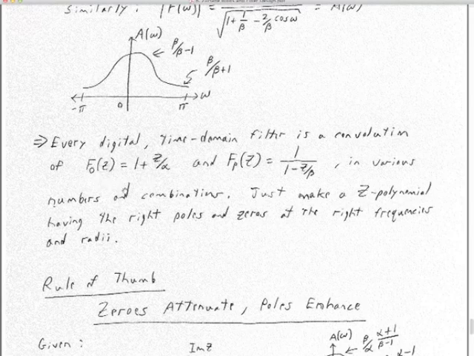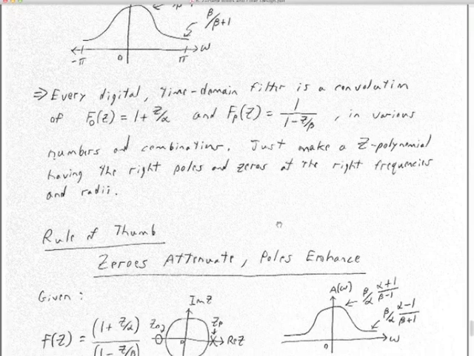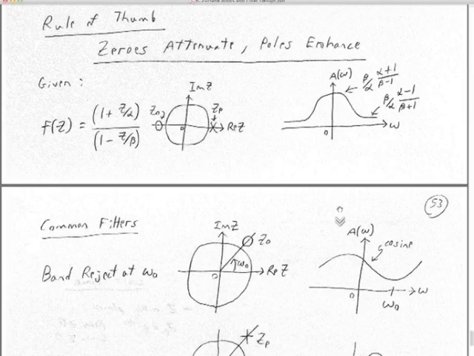We have zeros that are described by these 1 plus z over alphas, as many of them as we want. And we have poles, which are filters of 1 over 1 minus z over beta, as many times as we want. We can use 8 different values of alpha and 18 different values of beta, whatever we want. So we just have to make a z polynomial having the right poles and zeros and the right frequencies and the right radii. So what is that going to do?